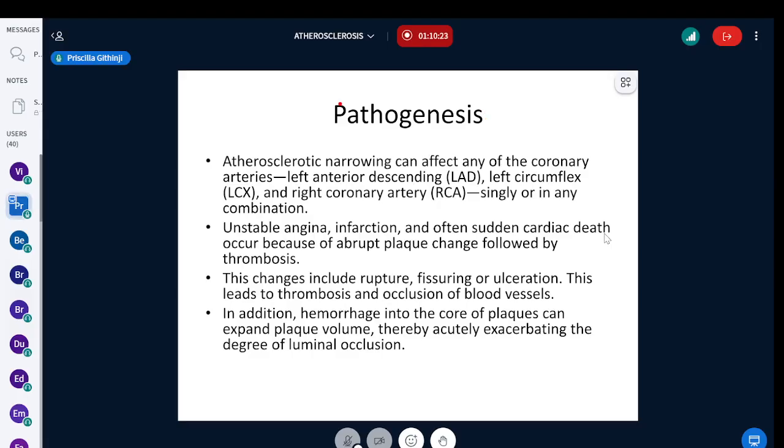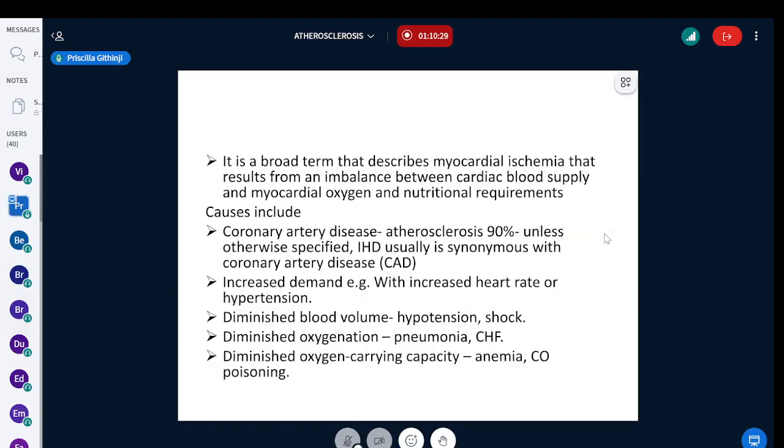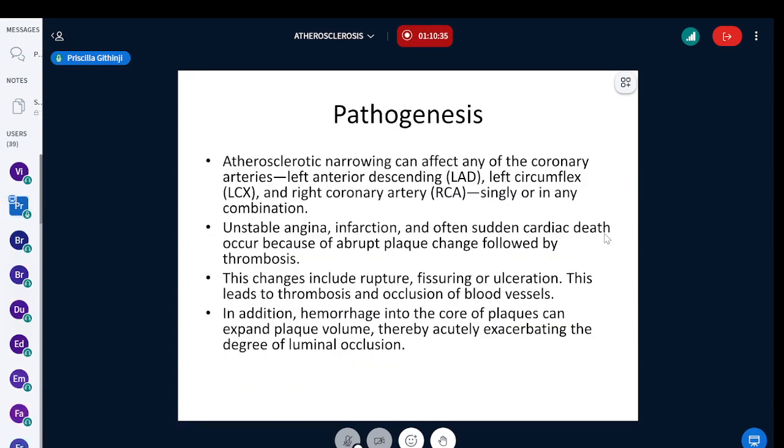So what is the pathogenesis of ischemic heart disease? You have atherosclerotic disease. So we've said it's synonymous with coronary artery disease unless otherwise stated. So where you have atherosclerosis, you have atherosclerotic narrowing that can affect any of the coronary arteries. For example, your left anterior descending, your left circumflex artery, or your right coronary artery. Please go back to your anatomy. It can affect this either singly, so you have one blood vessel affected, or you can have multiple of these blood vessels affected.